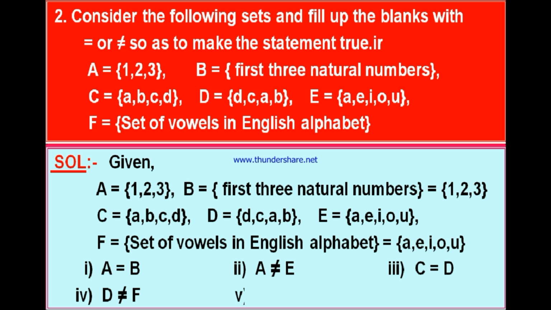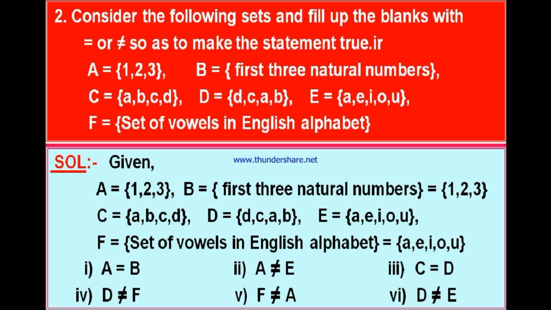Fourth bit, D and F. Look at D and F. D contains the elements A, B, C, D, whereas F has the elements A, E, I, O, U. The elements are different, therefore D and F are not equal sets. Fifth bit, F and A. F is the set of vowels A, E, I, O, U and A contains the elements 1, 2, 3. The elements are different, therefore F and A are not equal sets.